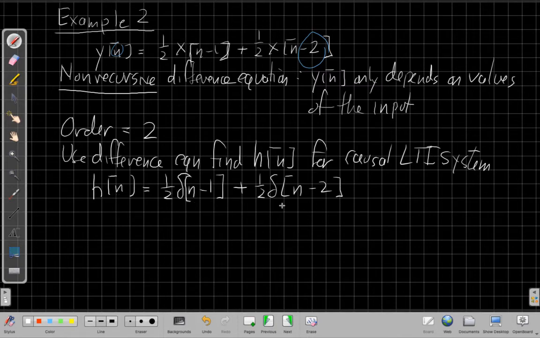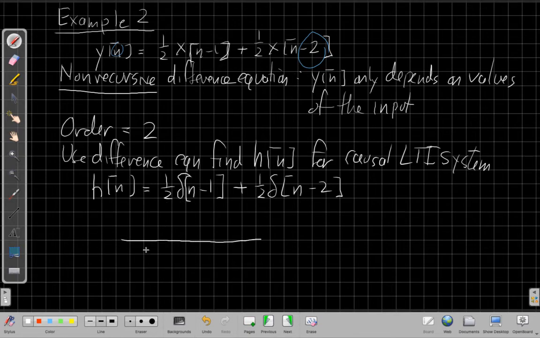Right, so once I do that, I pretty much have the impulse response here right away. I can look at it and go through n by n, but this is a nice property for non-recursive systems. All I have on the right-hand side are x's. Once I set x equal to delta, I have the difference equation here.